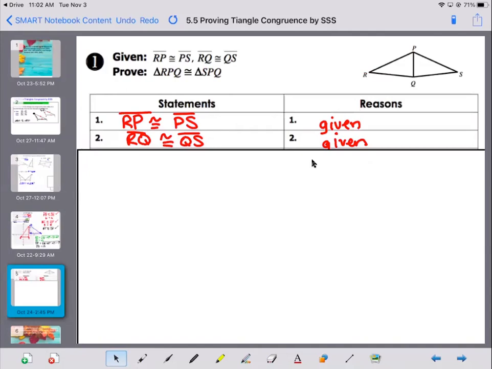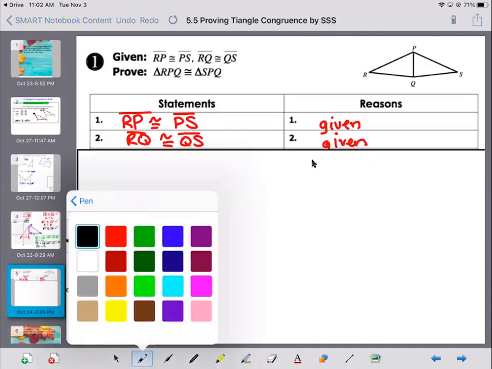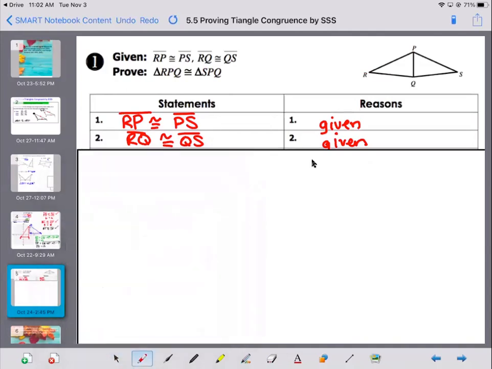Now, before I go any farther, I'm going to take those two items that I wrote down and I'm going to mark the picture. Okay, so RP was congruent to PS, and then also RQ was congruent to QS. So I've marked my picture based on what they gave me. Now, remember, we just learned side, side, side. So right now you have side, side, right? You're missing a third side that they have.